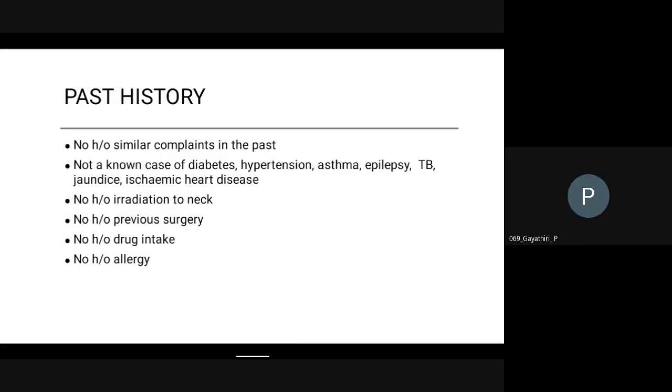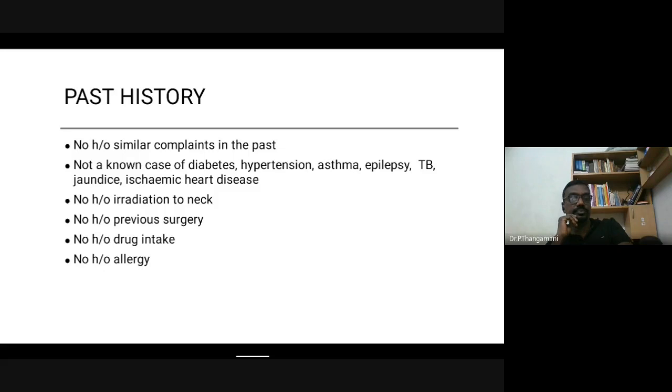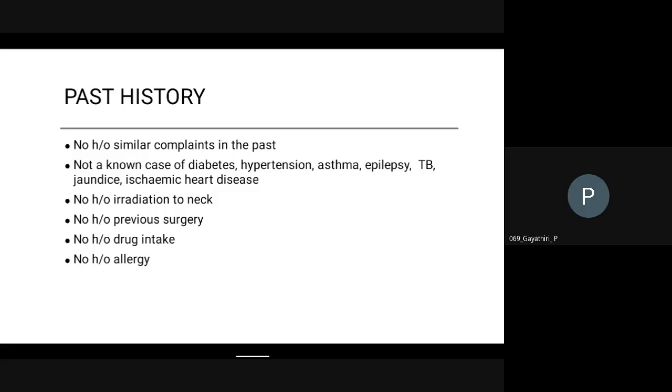Proceed. Past history. No history of similar complaints in the past. No known case of diabetes, hypertension, asthma, epilepsy, tuberculosis, jaundice, ischemic heart disease. No history of irradiation to the neck. No history of previous surgery. No history of any drug intake. No history of any allergy.